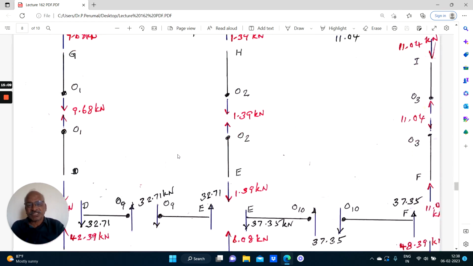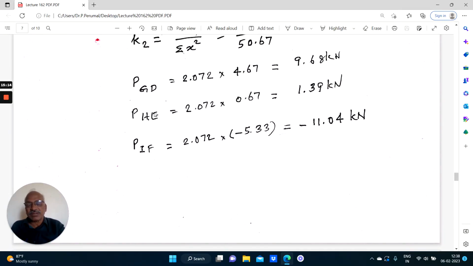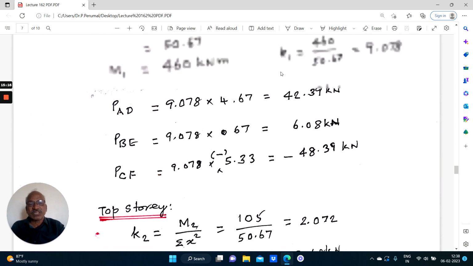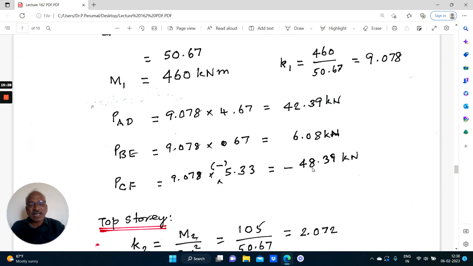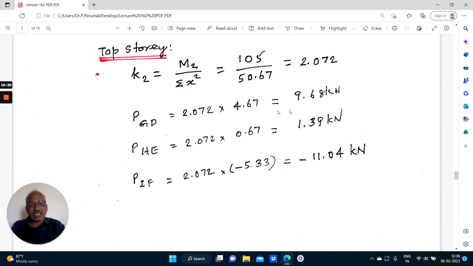Right. Now, at this stage, we have calculated the axial forces in the top columns. You just remember these values; they need not be repeated every time. This is the bottom story, first column, second column, and third column. In the bottom story, the second and third are compressive. In the top story, 9.68 and 1.39 are tensile, and this is compressive. So these values will be reproduced in the figure.